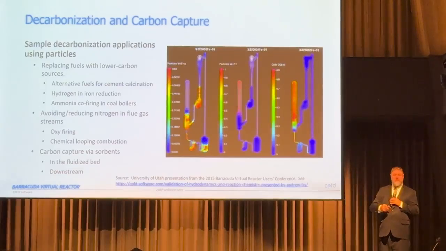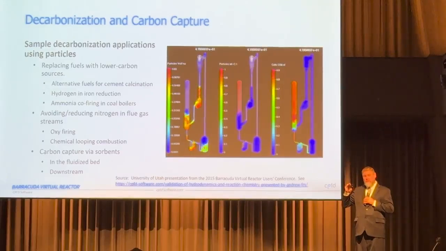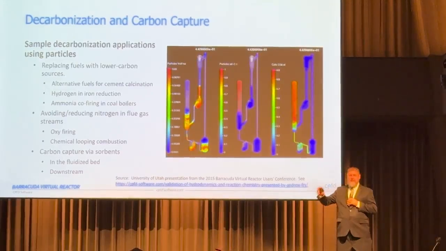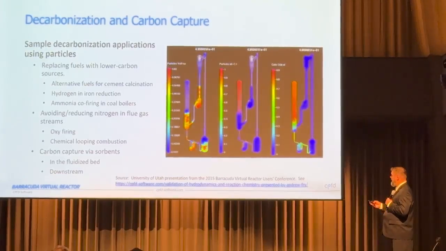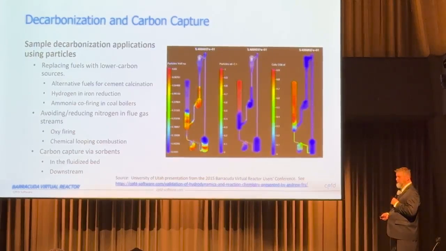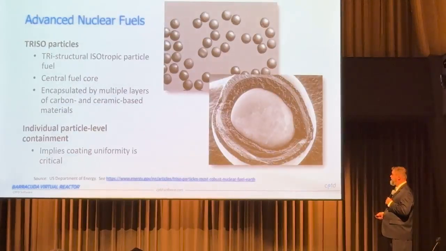And downstream, there are also processes that swing. So you take CO2 and you adsorb it into the particle, and then you take that particle to another reactor, and the desorption happens. So this is chemical looping, based on a presentation 10 years ago at a users conference.